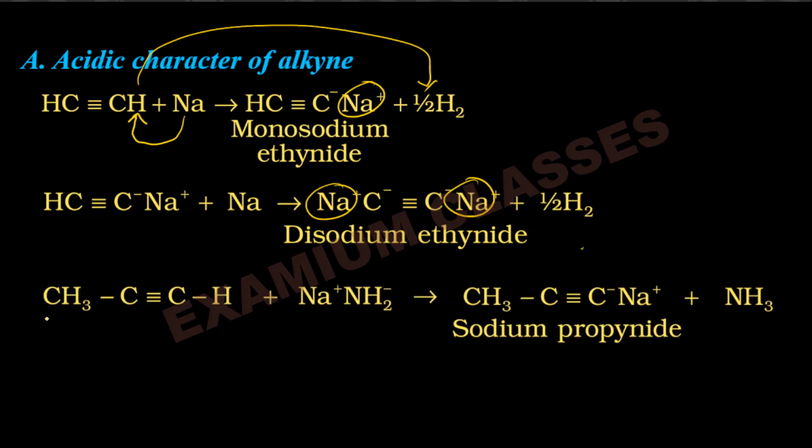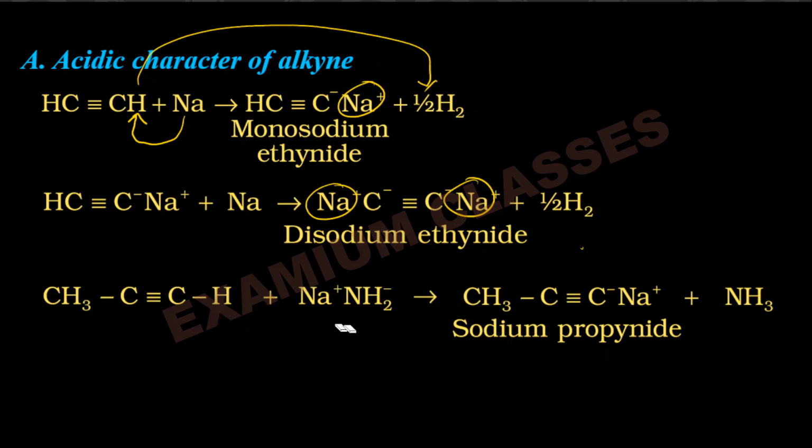Another example, here you have propyne, and you get it reacted with NaNH2. Again sodium will replace this hydrogen. This carbon now does not have any hydrogen to be replaced, so only one replacement will be there. So there is no need to say monosodium propynide. We just need to say sodium propynide. There is no possibility of having disodium propynide.